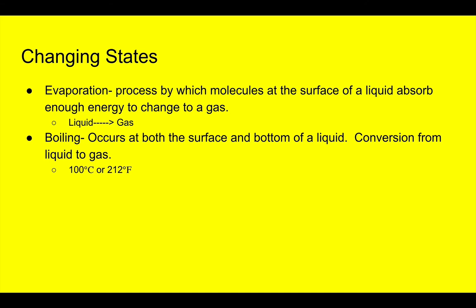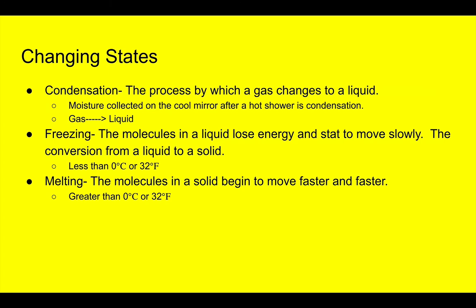Boiling, very similar to evaporation, but boiling occurs at both the surface and the bottom of the liquid. Okay, so if you've ever had to boil some water on the pan, you'll notice that it will start to bubble at both the surface and from the bottom. And again, this is a conversion from a liquid to a gas. Boiling water occurs at 100 degrees Celsius, or in Fahrenheit, 212 degrees. Make sure you write down those numbers because you're going to need to know them.